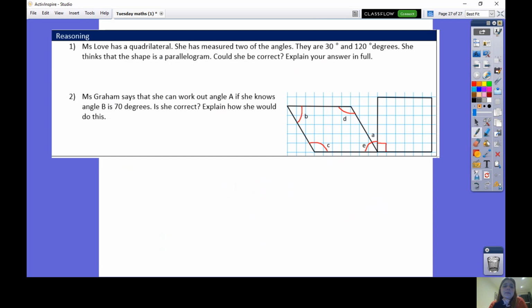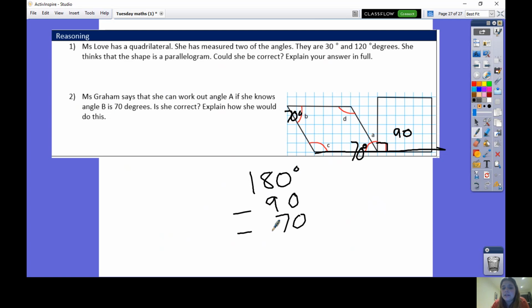Finally, question 2, Miss Graham says that she can work out angle A if she knows that angle B is 70 degrees. Is she correct? Yeah, absolutely. If angle B is 70 degrees, this is a parallelogram, so angle E is also 70 degrees. You can see this is a right angle, which is 90 degrees, and this is a straight line. 180 degrees from the straight line, take away 90, take away 70 degrees. 180 take away 90 leaves you with 90, take away 70 and you've got 20 degrees. Well done if you said angle A was 20 degrees.